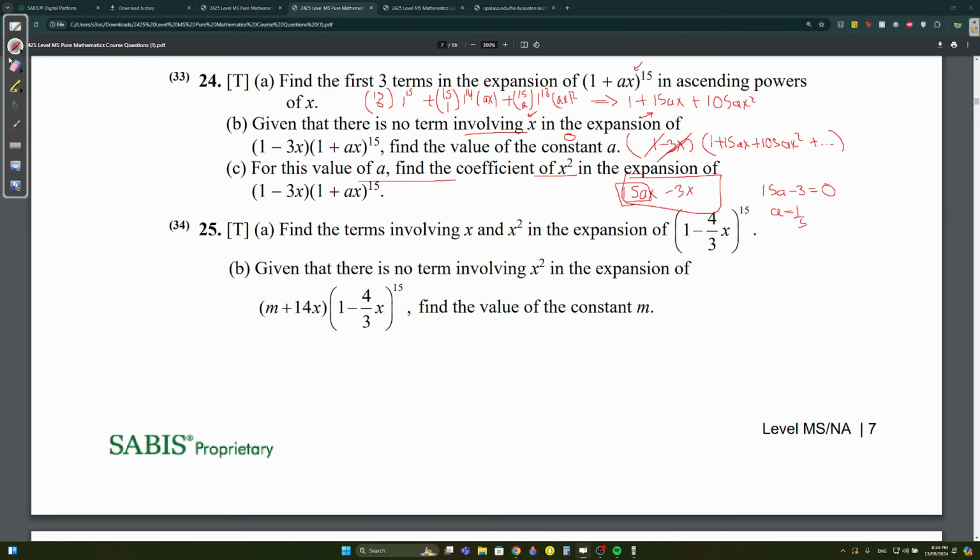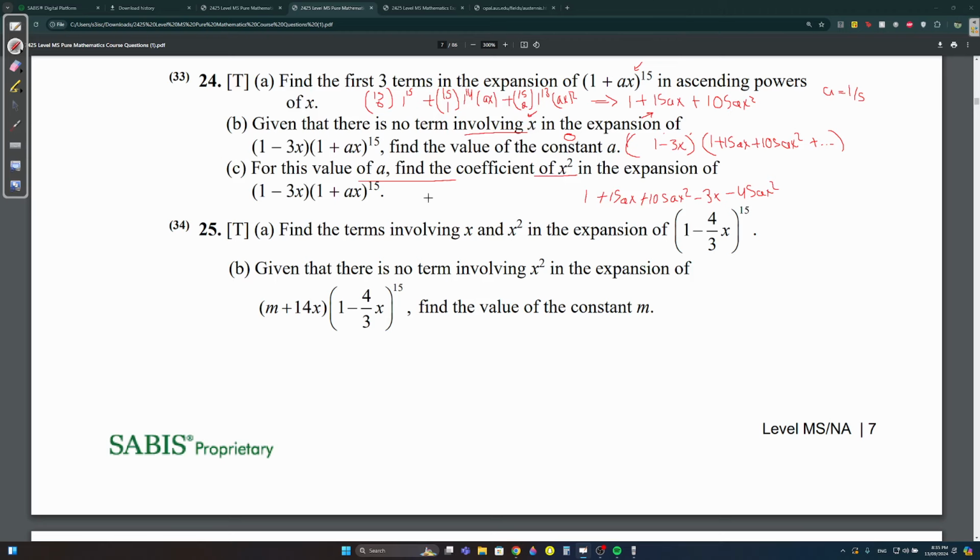Okay. Let's see. We know a equals 1 over 5. For this question, since we want both x and x squared, it would have probably been a good idea to fully distribute at the start. So let's just fully distribute to get it over with. Let me just write on the side. 1 minus 3x. And let me write on the side a equals 1 over 5. Let's distribute 1 times 1, 1. 1 times 15ax is 15ax. 1 times 1 over 5 x squared, 1 over 5 ax squared. Minus 3x times 1 minus 3x. Minus 3x times 15ax is minus 45ax squared.